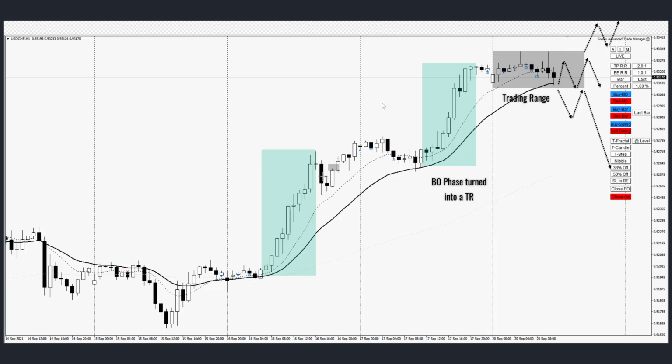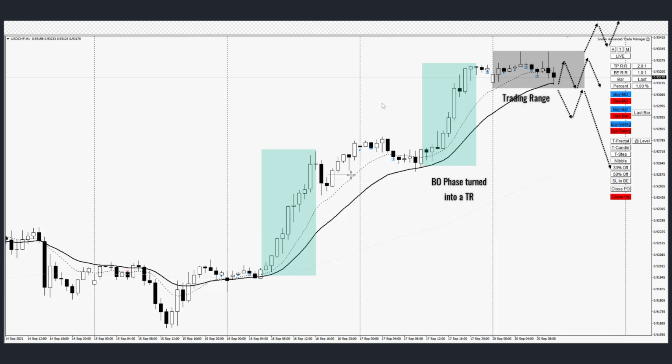What do we see here? A nice, lovely pullback. We have an inside candle. I don't know why I'm not seeing a signal here, but there should be a signal. Probably not a signal because it's been filtered by an ATR value. But this is a good signal.